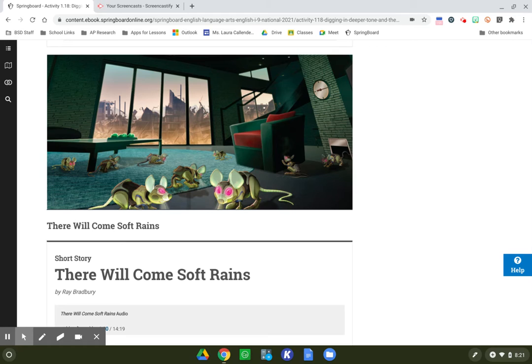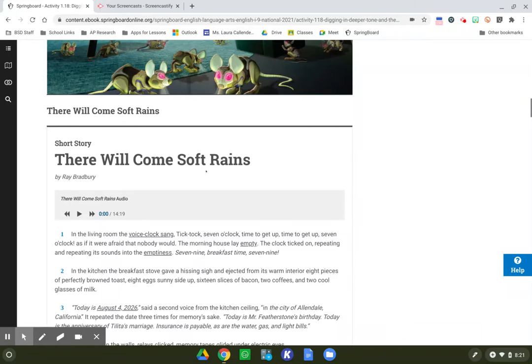And so thinking about that image, it might help us predict what our story is going to be about. Okay, so this story is called There Will Come Soft Rains. And you'll see that it takes its title from a piece of literature that's referenced in the story itself.